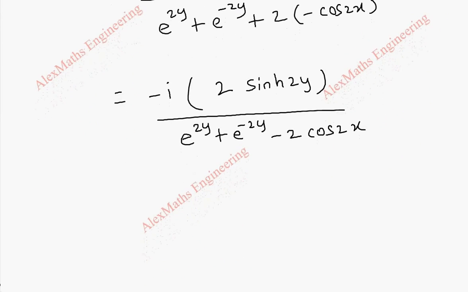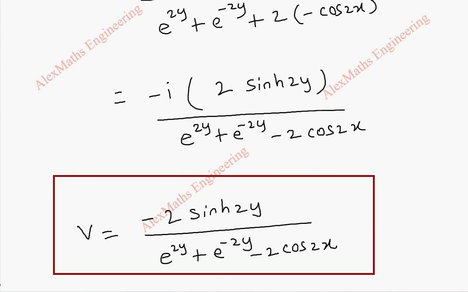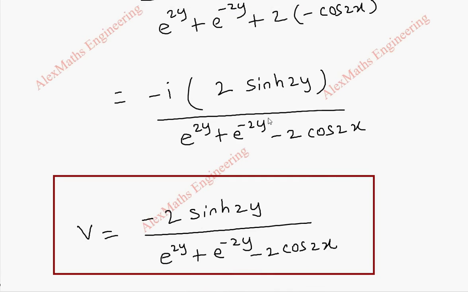So finally v becomes the term with i. So we are going to write the term with i directly. Leaving the i, there is a minus sign, and numerator is 2 sinh 2y whole division e power 2y plus e power minus 2y minus 2 cos 2x. So finally we got the v. The question asked to find v, and they have given u, and we got f of z. From that, taking the real part and the imaginary part, we got the imaginary part v.